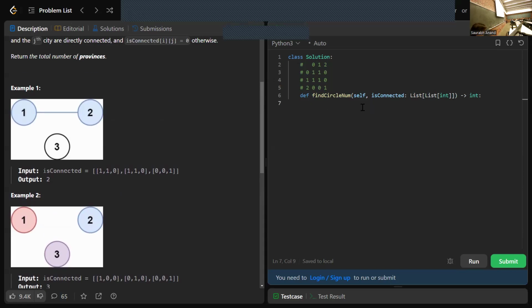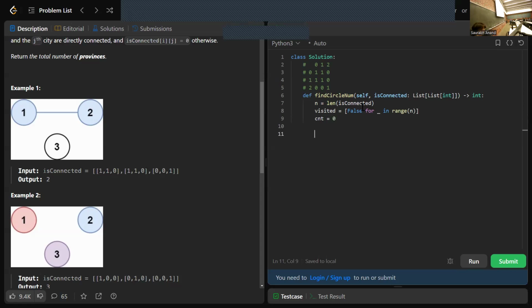We're going to have a separate function for a DFS, but for now I'll just define how we need to set things up. I'm going to define this variable n to store the number of vertices. Then I need a visit array, which initially has everything unvisited. This is a list comprehension if you haven't seen it, just making a list of length n that's all filled with falses. And then I'm going to need a count variable. Like I said before, we need to count the number of times we visit a new component.